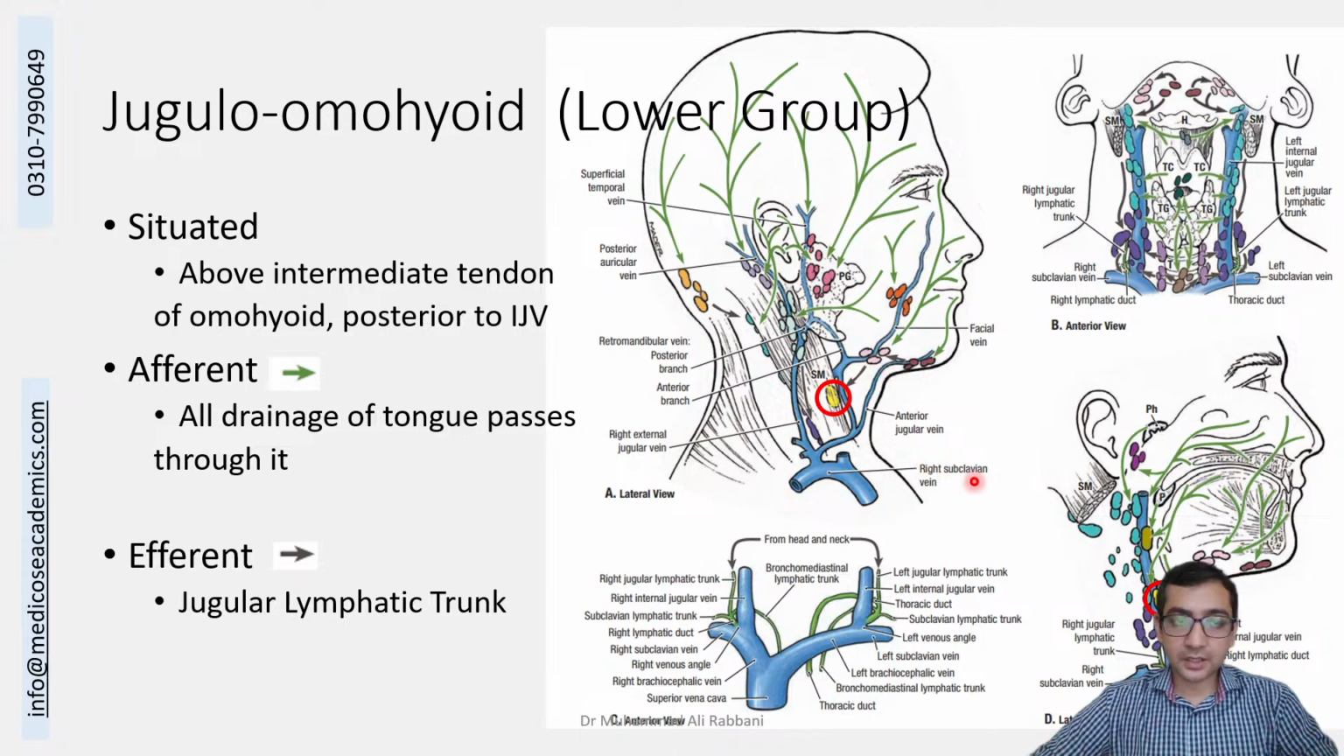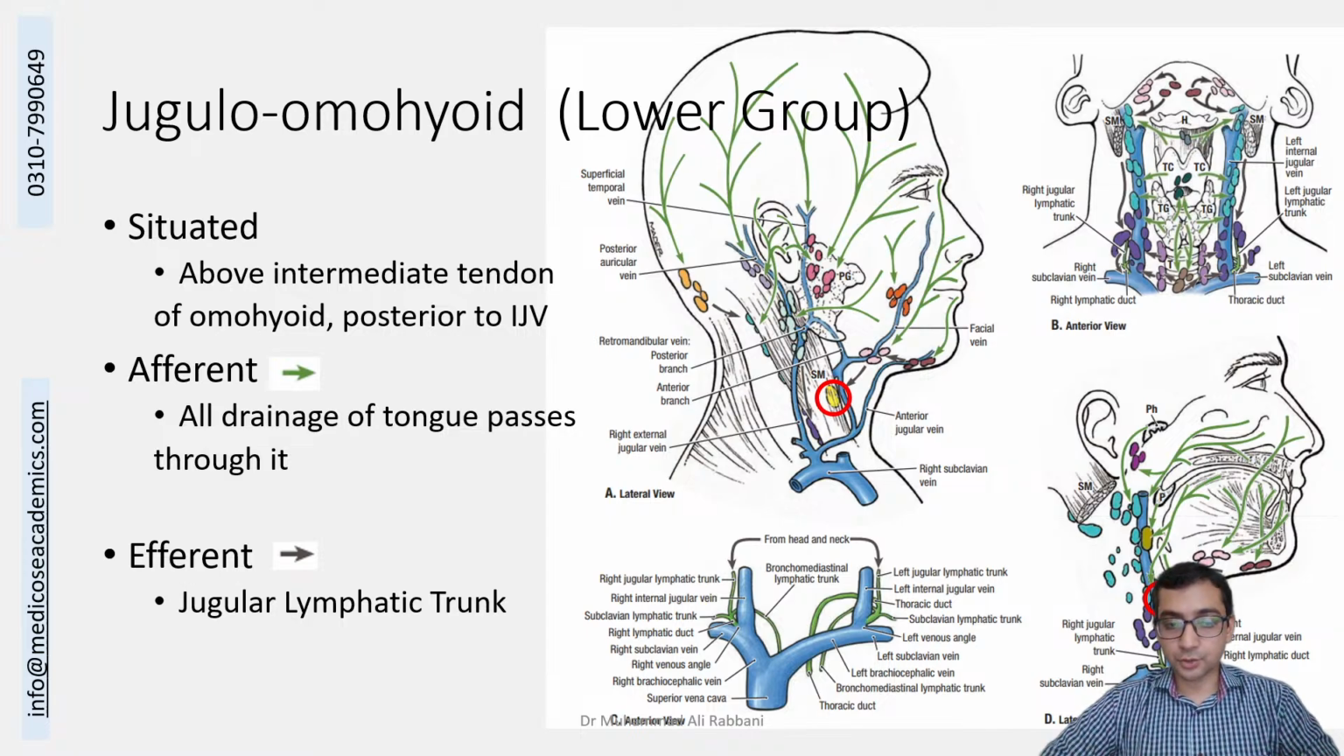And the other one is the jugulo-omohyoid. It is present below, just above the intermediate tendon of omohyoid, just where it crosses this area, and it drains the tongue also. Most of the tongue was drained directly here. Some of it was going to the jugulo-digastric, but the drainage of the jugulo-digastric also goes through the jugulo-omohyoid. So in conclusion, all of the lymphatics of the tongue go through the jugulo-omohyoid node. This is very important for the tongue, especially in the case of spread of infection and carcinomas.